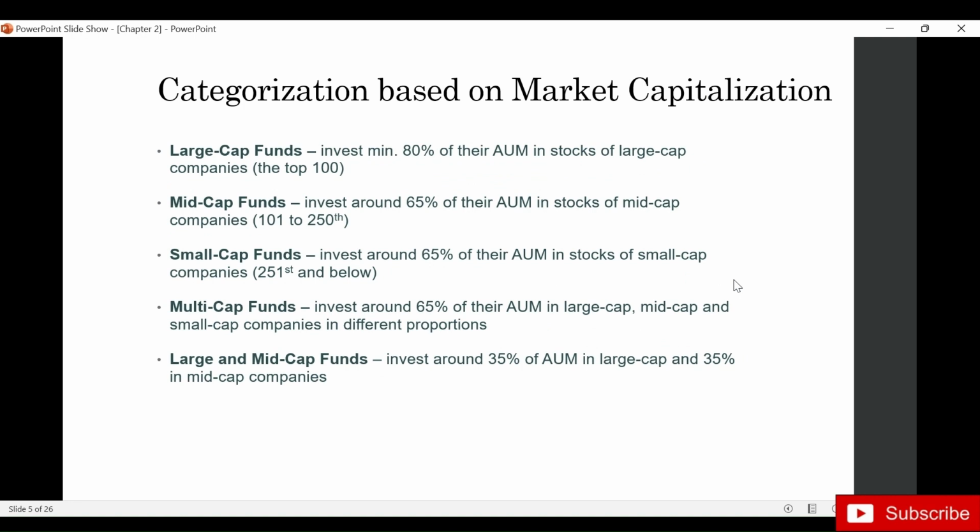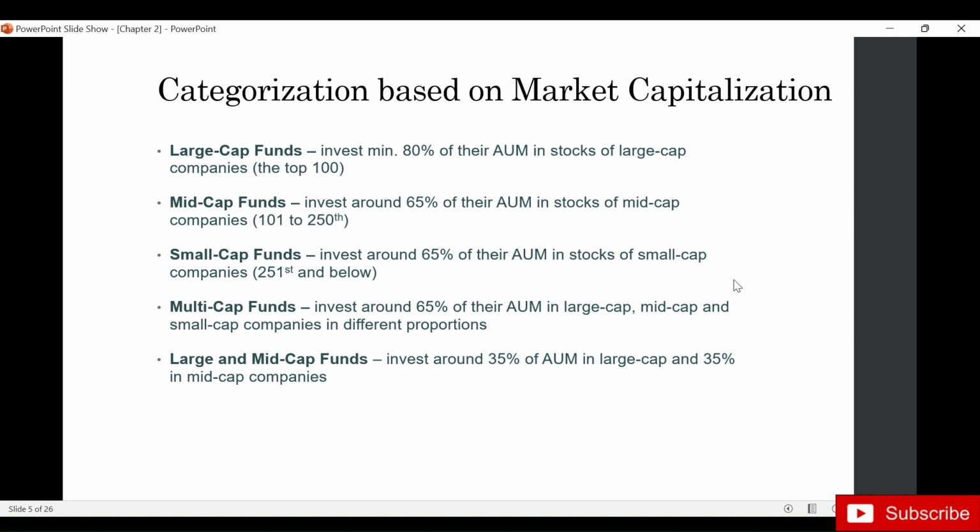Now we come on to the second classification or categorization, which is based on the market capitalization. Based on market capitalization, we can classify the funds into large cap funds, mid cap funds, small cap funds, multi cap funds, and large and mid cap funds. So, let us now see each of these types of funds.